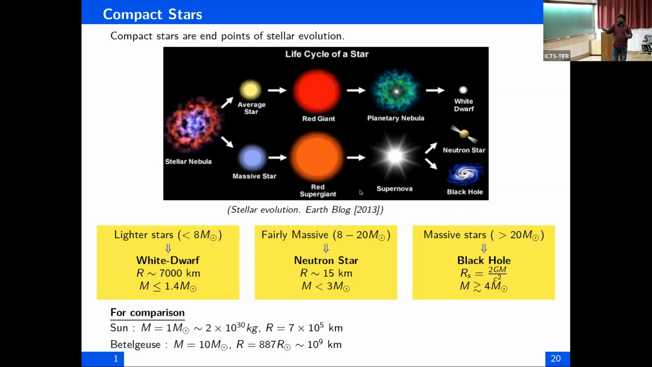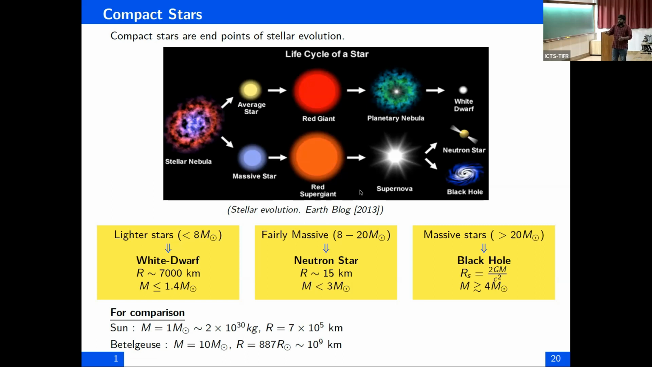So in our universe, we have seen different compact stars. The compact stars are the endpoints of stellar evolution. We have white dwarf, we have neutron star and black hole. And these stars are called compact stars because a huge amount of mass is contained in a very small radius. For example, the mass of the Sun, which is a main sequence star, is 1 solar mass and its radius is 7 times 10 to the power 5 kilometers.